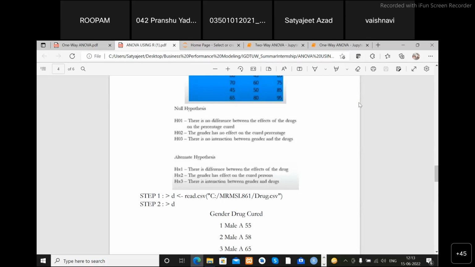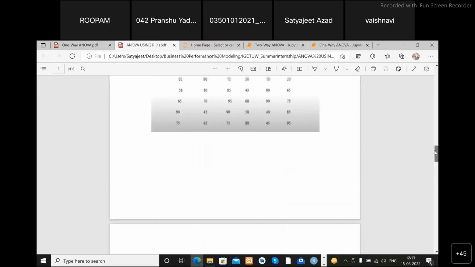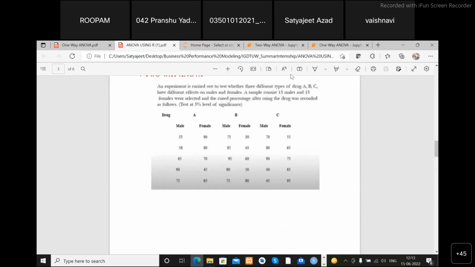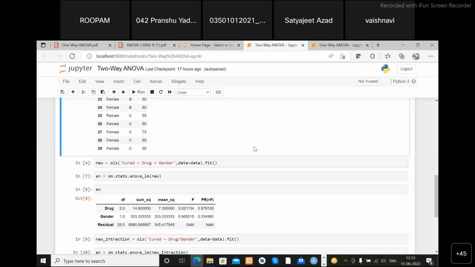So how are you going to model it? You have seen the data here. So in Python, how are you going to model it? In two-way ANOVA, cured is your dependent variable, and drug and gender are your independent variables.